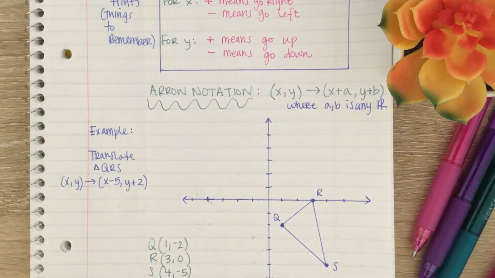Here we have our triangle QRS. I wrote out the ordered pairs just so you can draw them. It's easier for you to draw your triangle and plot the points when they're written out. Q is 1 comma negative 2, R is 3 comma 0, and S is 4 comma negative 5. Our example states, translate triangle QRS from your ordered pair x comma y to x minus 5, y plus 2. So what does that even mean?